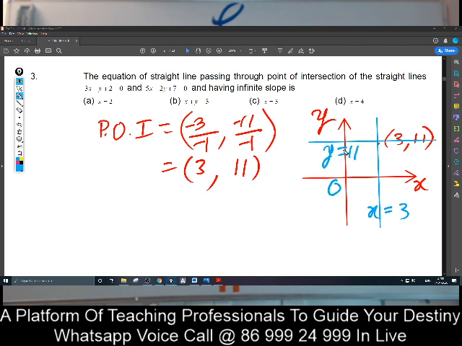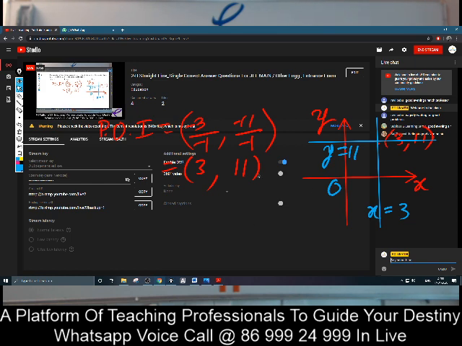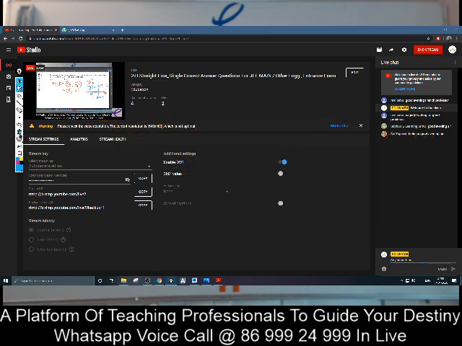The question is given in two different forms. First is infinite slope, which will be parallel to the y-axis. Next is slope 0, which is y is equal to 11. This is the question. Simple question, everyone can understand that. Let us move on to the next question.